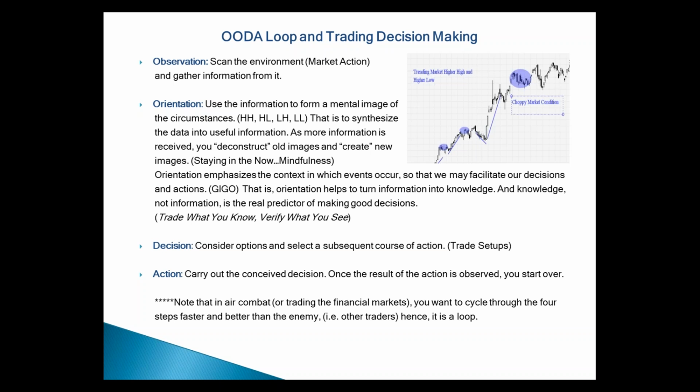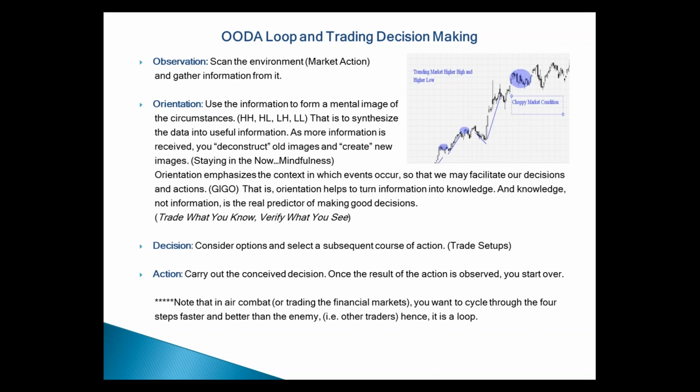Now, once we get there, we get into that decision cycle, right? So we want to consider our options. We want to select the subsequent course of action. In essence, we want to get into our trade setups, our A-plus trade setups. What's my best trade setup for this scenario? Now, the scenarios are going to change. Bullish scenarios, bearish scenarios, trend, non-trend, right? What's my best trade setup for this scenario?